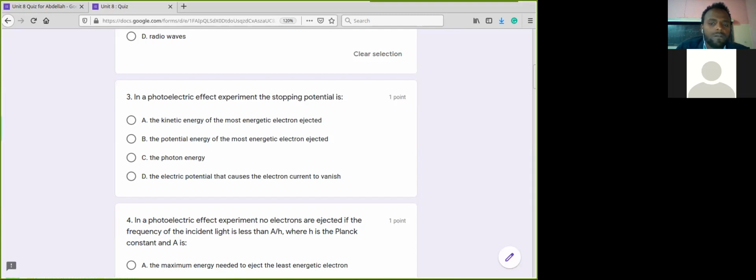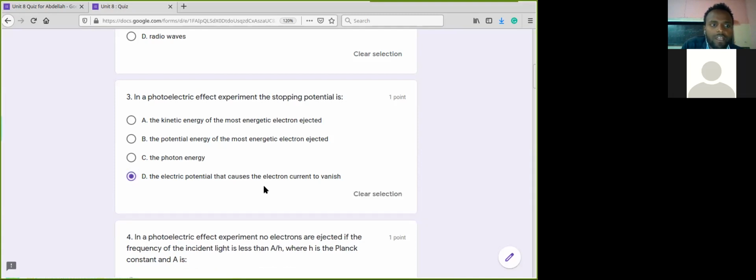Have you got it? Yeah. So option D is the correct answer. The electric potential that causes the electron current to vanish is the stopping potential. Is it clear? It's the potential that stops the electron. The electric potential that causes the electron current to vanish is called the stopping potential. Good. Let's see question number 4.